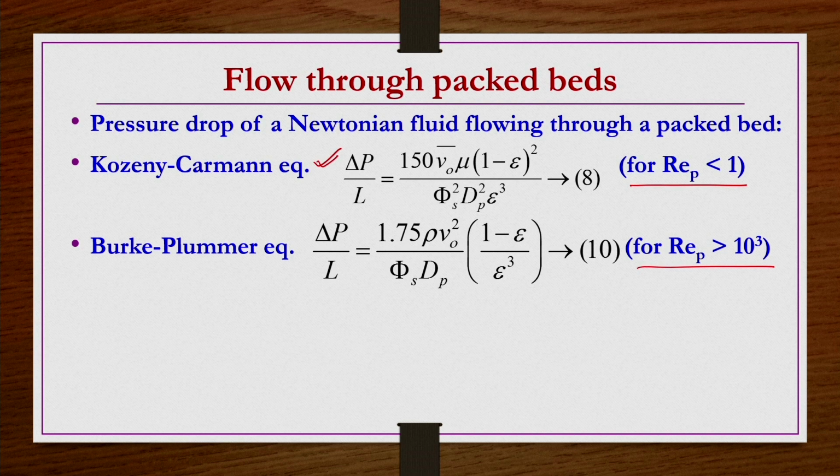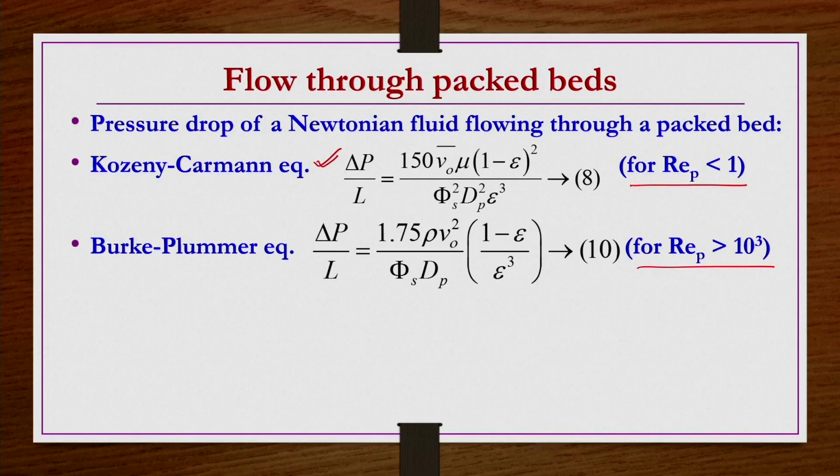Then what about the intermediate range of Reynolds number? Let us say the flow rate is neither very small nor very large, so that the Reynolds number is neither less than 1 nor greater than 10 power 3. Then what do we do? We assume that the contributions to the pressure drop due to the viscous losses and due to the kinetic losses are additive.